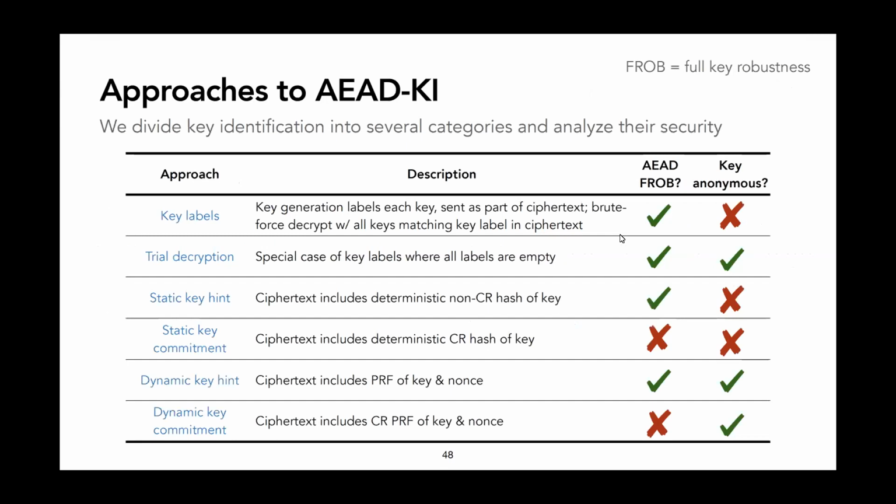So here's a summary of our various approaches, and in particular, static key commitments and dynamic key commitments are two approaches that do not need to be used with a key robust AAD scheme. And trial decryption and dynamic key identifiers are, of course, our key anonymous approaches.